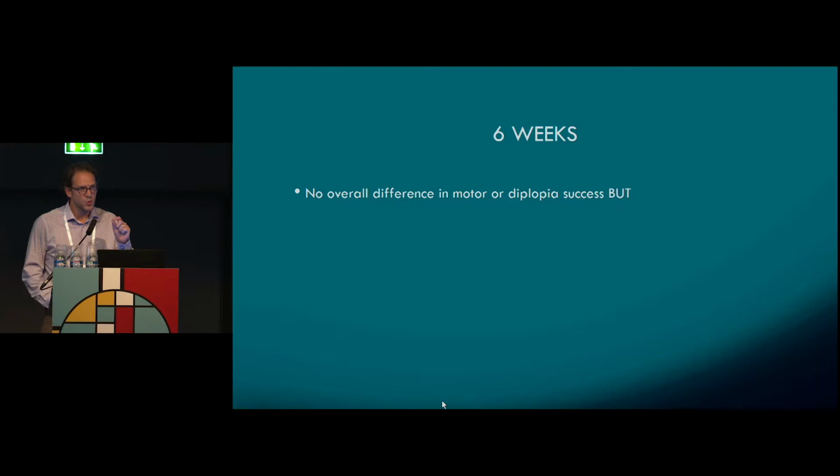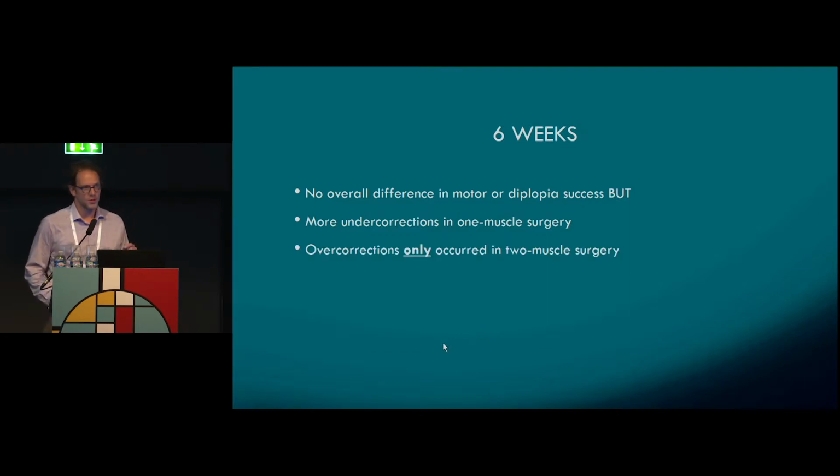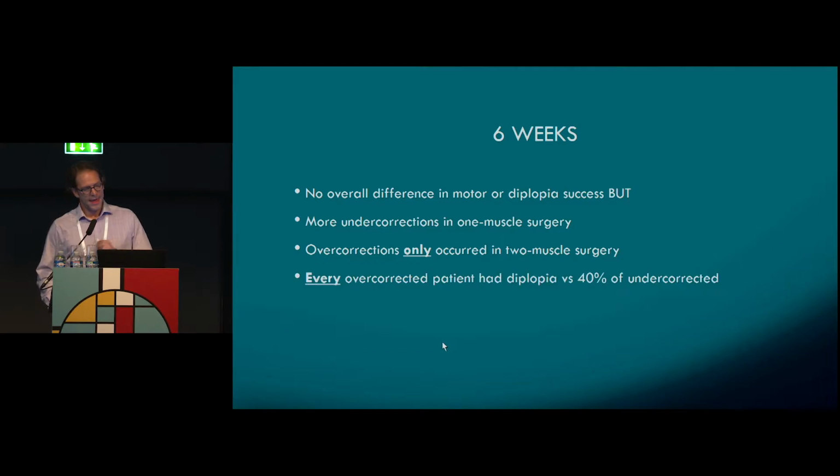The deviations were, the median deviation for the 1 muscle surgeries were closer to about 16 versus 19 in the 2 muscle surgeries. So the groups maybe were a little bit different. But as one would sort of think, the 1 muscle surgery group had more undercorrections. The only overcorrections occurred in the 2 muscle surgery group. And every overcorrected patient had diplopia or was a diplopia failure. So they are unhappy. Only 40% of the undercorrected patients were symptomatic and required further either prism or surgical intervention.